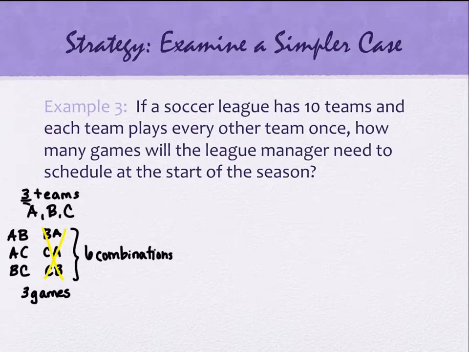Why was it 6 combinations when I had 3 teams? Any guesses? It's all the different ways you can put those together. So if I just told you 10, can you speculate what would happen for 10 when I got from 3 to 6? Multiply it by 2. So do you think that if I do 10, I would just multiply by 2? Not quite. So why would it be times 2? Any ideas?